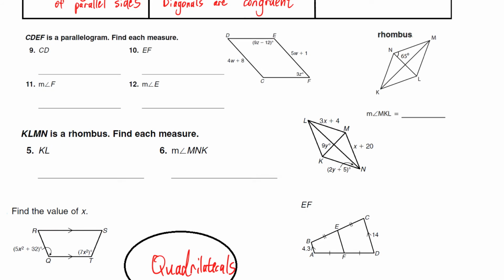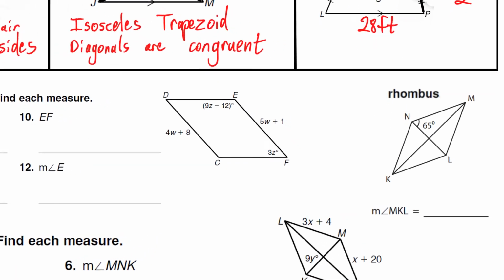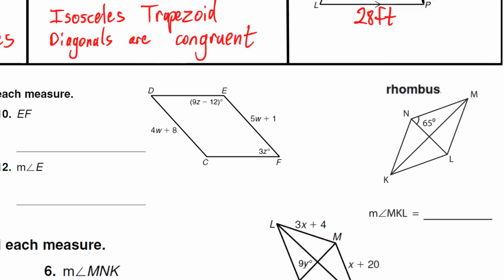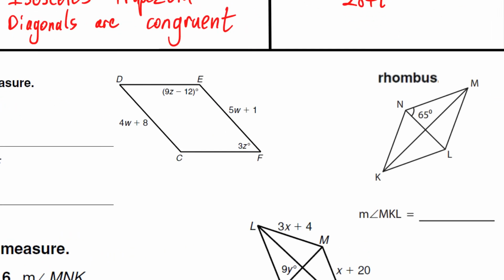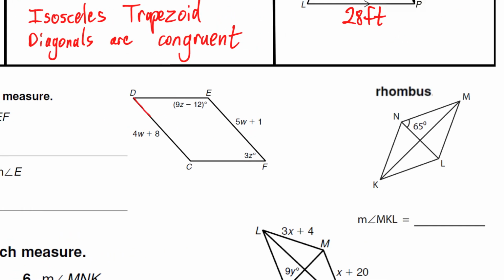Okay, good. Now let's jump up here. I'm not necessarily going to work these out. I just want to remind you how to set these up. This is a parallelogram right here. To find W, what do I know about these two sides? They're congruent to each other. So we would set 4W plus 8 equal to 5W plus 1. I'm not going to go through all the steps, but if you subtract 4W, that leaves 1W. Subtract 1, that leaves 7. So W equals 7 on this one.